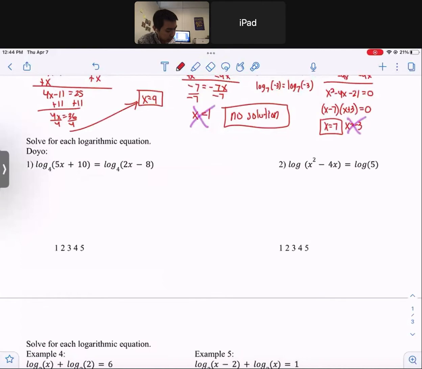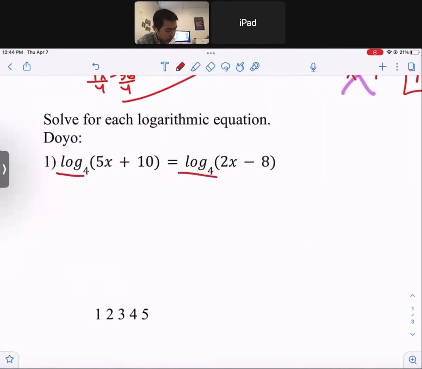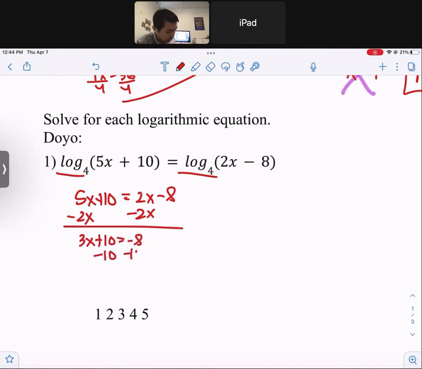Hopefully you tried it. We have a log equals a log, so 5x plus 10 equals 2x minus 8. Get variables on one side, so I'm going to put them on the left-hand side, and get constants on the right.